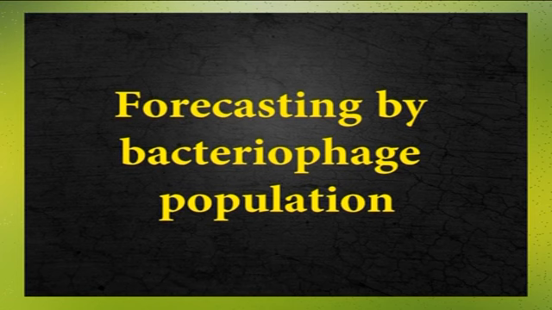The next forecasting is based on bacteriophage population. A correlation has been obtained between the occurrence of bacteriophage in the field and disease outbreak in the case of bacterial leaf blight of rice. Prior to outbreak of the disease, the phage population in soil and irrigation water increases. It is possible to some extent to forecast the disease outbreak using the phage population as an index.